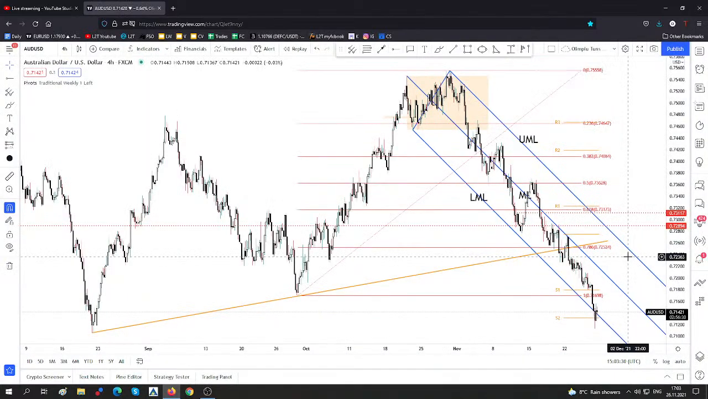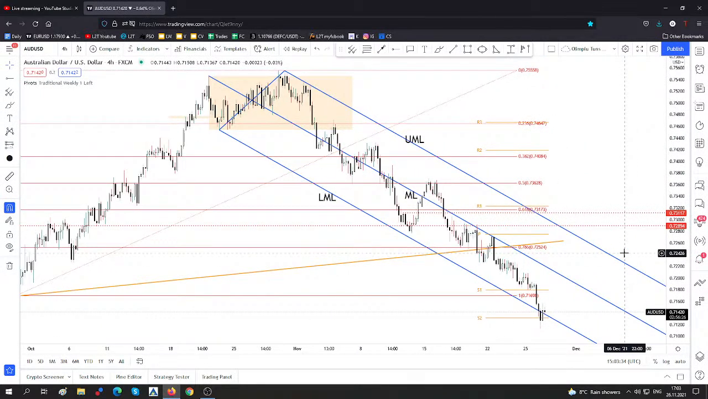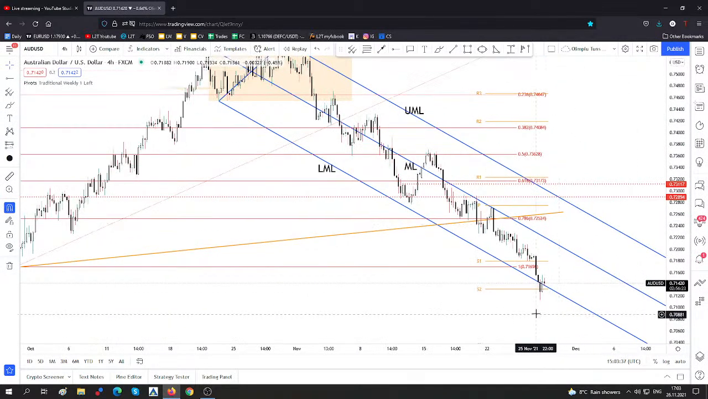Australian dollar, US dollar. It has failed for now to stabilize right below the lower medium line of the descending pitchfork, but the bias is still bearish.